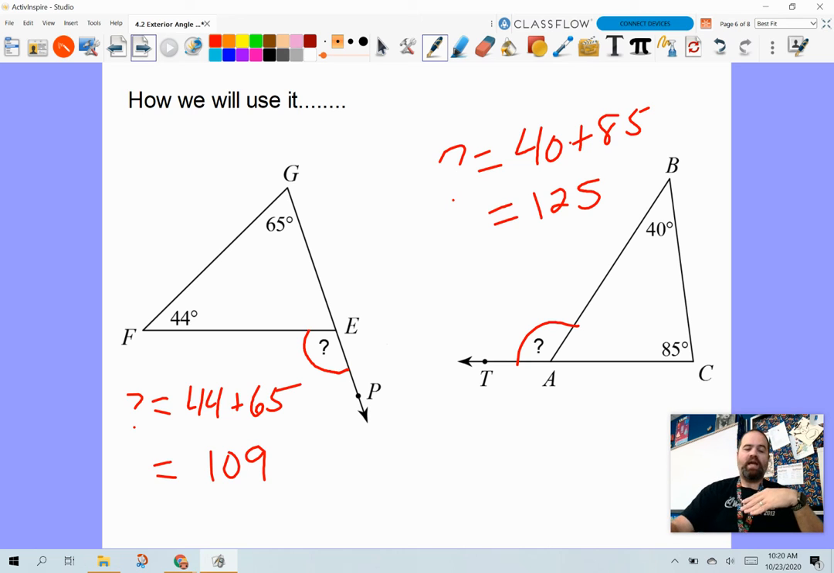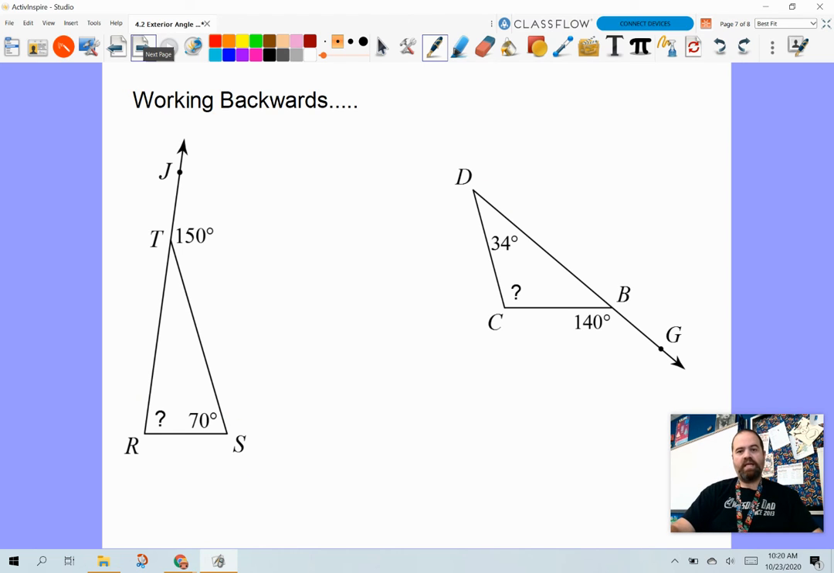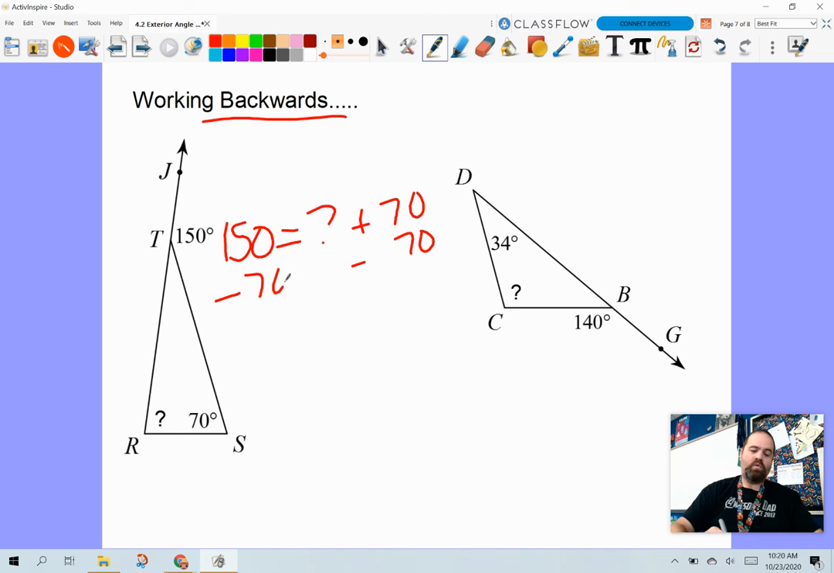But the flip side of that coin is, what if you know the angle on the outside? How do you find the one on the inside? Well, it's backwards. It's literally backwards. Think algebra. What's the opposite of addition? When I know the two on the inside, I add them together. Now that I know one on the outside, I'm going to go the other way. I know that my angle on the outside is equal to the two on the inside added together. So now if I subtract out the one I do know, what's left is the one I don't know. The missing angle is 80 degrees.